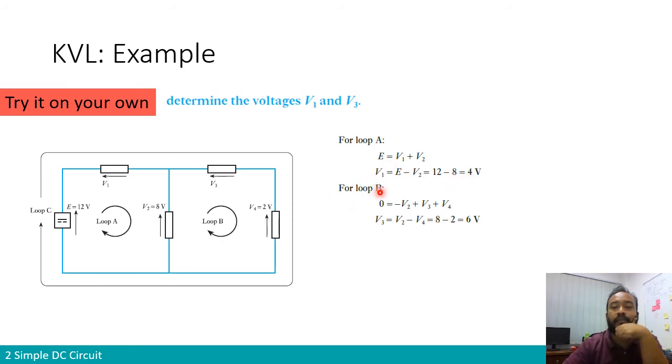The same goes for loop B. You sum up all the voltages that go across the loop. You will find 8 volts minus V3 minus V2 equals 0. So V2 minus V3 minus V4 is the same thing, because if I bring everything to the other side, you change the sign. This one becomes positive, V2, and this one becomes negative, minus V3 minus V4 equals 0.